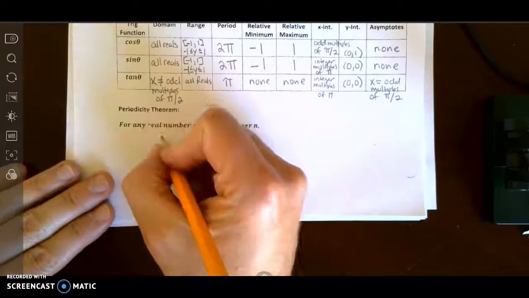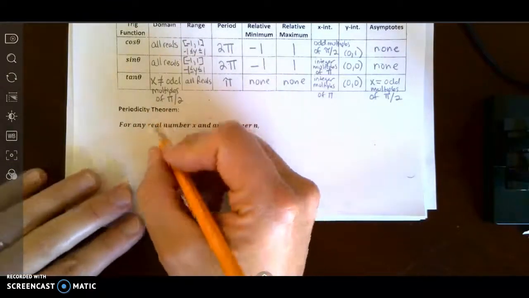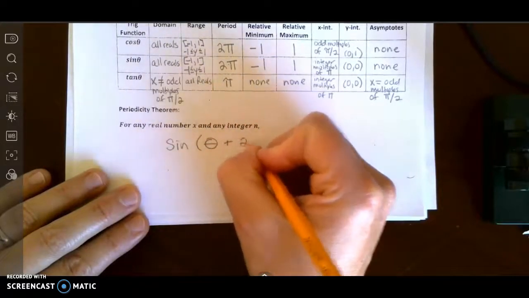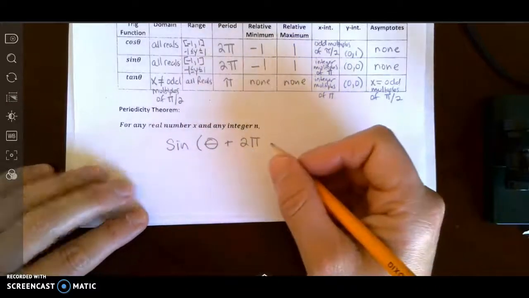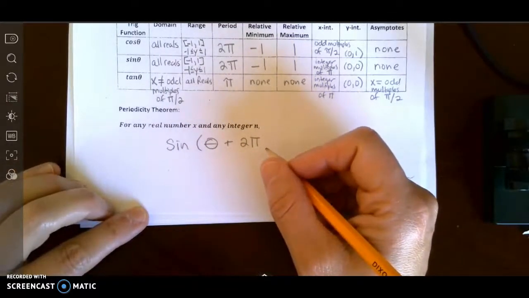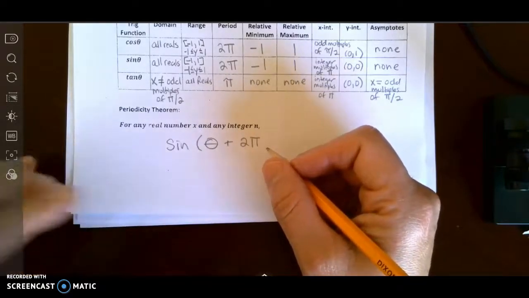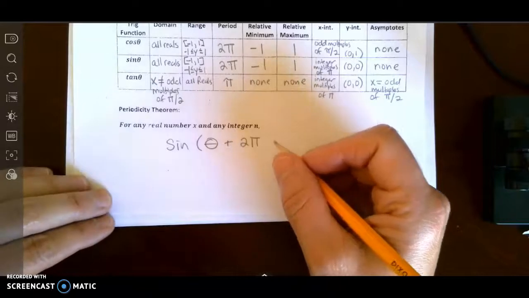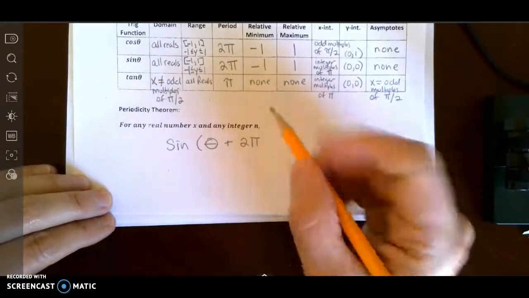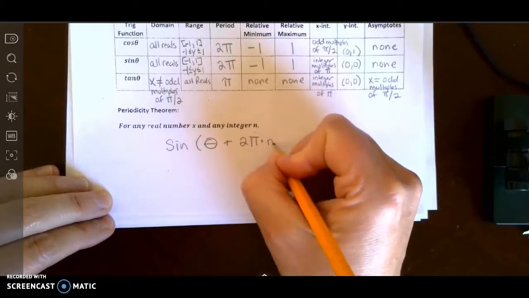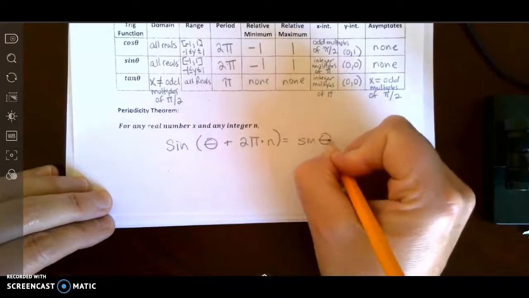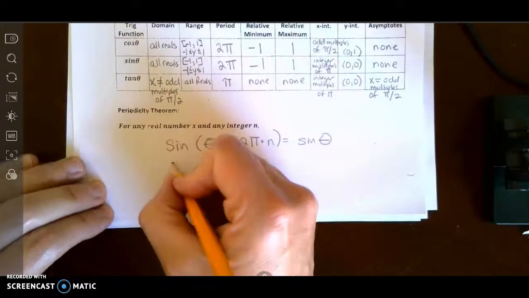So, for example, for all real numbers x and any integer n, the sine of theta plus 2 pi. I don't know if you remember that problem that we did on that one lesson, where I gave you an angle like 5 pi over 6 and said, give me another angle that's the same as 5 pi over 6, and you just added 2 pi to it. Well, according to the periodicity theorem, we can add 2 pi as many times as we want, so we'll say times n, and you'll still just get the sine of theta. You're going to get the same thing. Same thing with cosine.